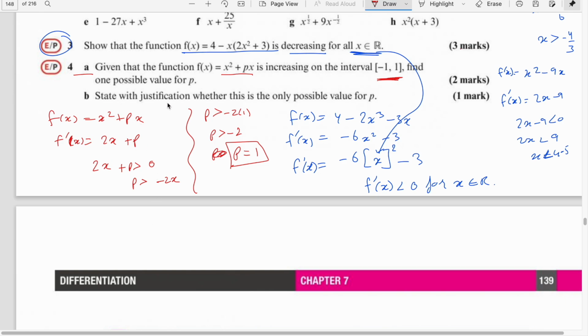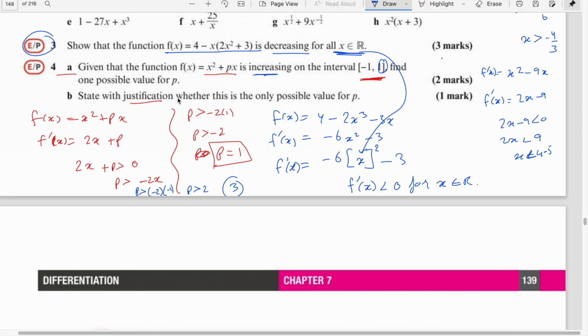4b says state with justification whether this is the only possible value of p. Okay. So if we have this function when it is greater than 0, and if we try for other values, we just did with 1. Now let's try with minus 1. So p is greater than minus 2 into minus 1, so p should be greater than 2. Greater than 2, it is giving me more than one value.